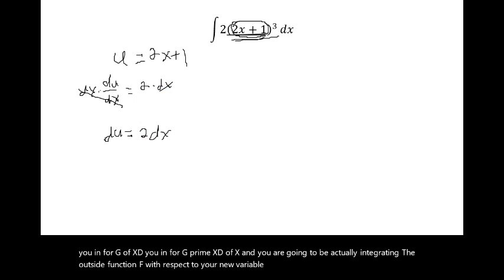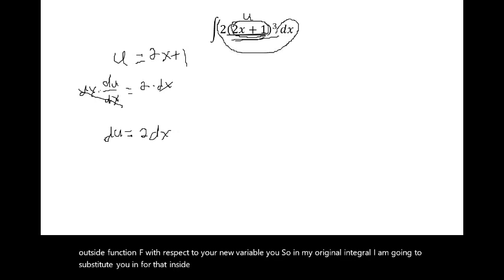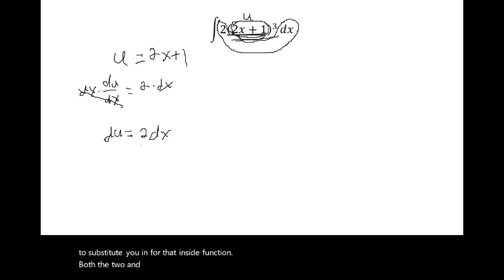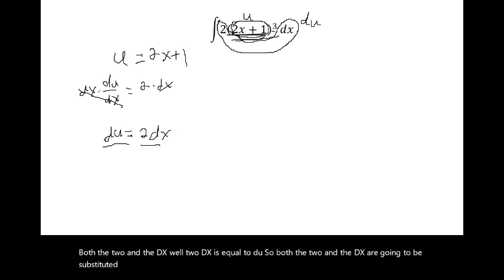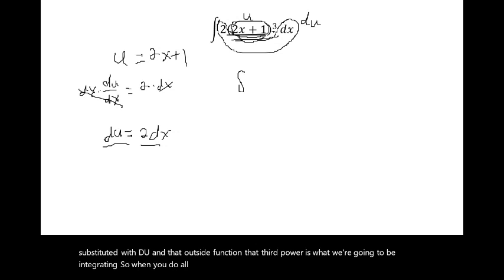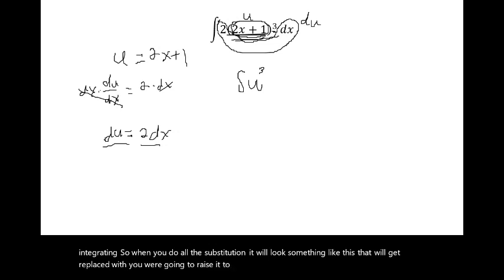So in my original integral, I am going to substitute u in for that inside function. Both the 2 and the dx, well, 2 dx is equal to du, so both the 2 and the dx are going to be substituted with du. And that outside function, that third power, is what we are going to be integrating. So when you do all the substitution, it will look something like this. That will get replaced with u. We're going to raise it to the outside power 3. And then 2 dx all got replaced with du.